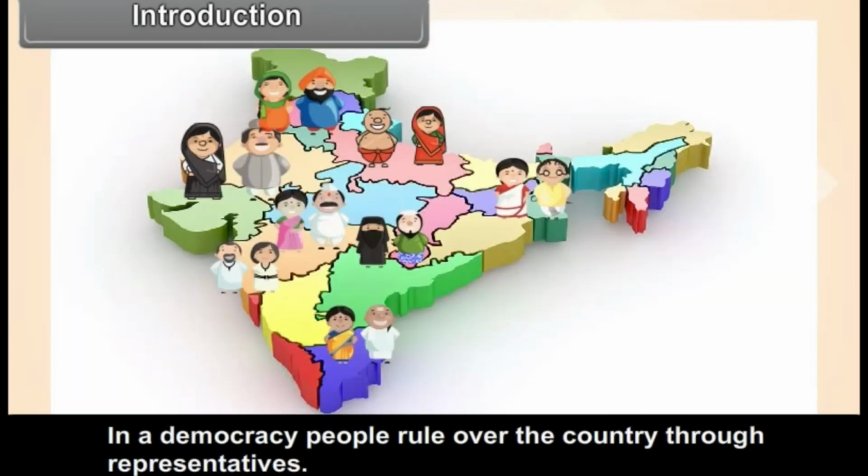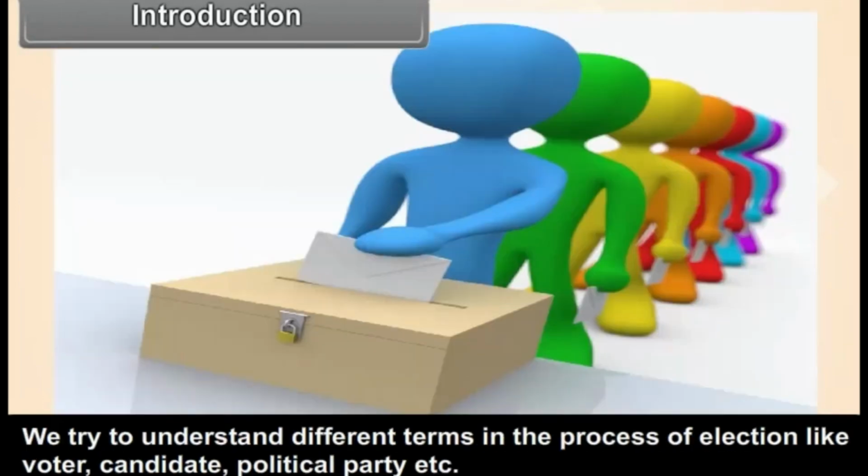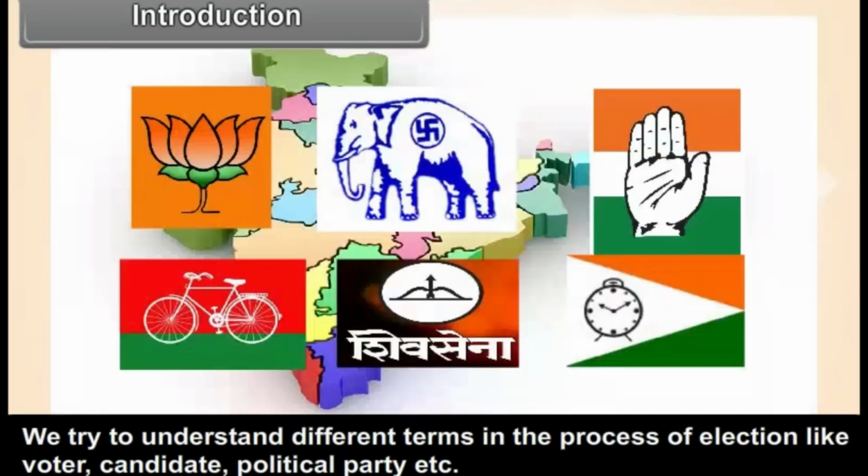In a democracy, people rule over the country through their representatives. In this chapter, we will see how these representatives are elected. We try to understand different terms in the process of election like voter, candidate, political party, etc.